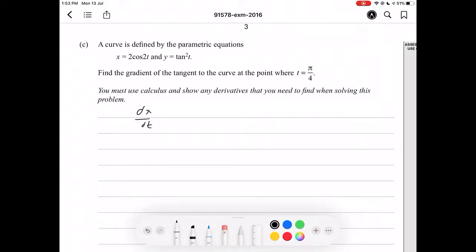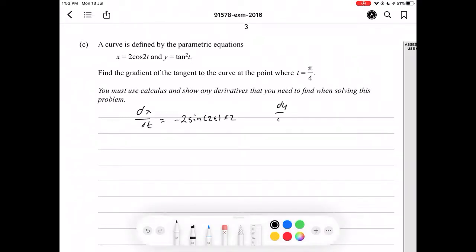So the chain rule: cos is the outer function, 2t is the inner function in this case, okay? So cos differentiates to negative sine, so dx over dt equals negative 2 sine of 2t, multiplied by the derivative of the inner function. The derivative of 2t is just 2, so multiply by 2.